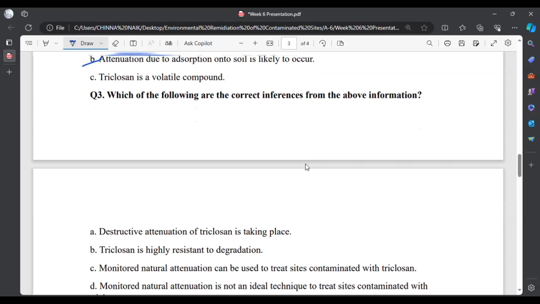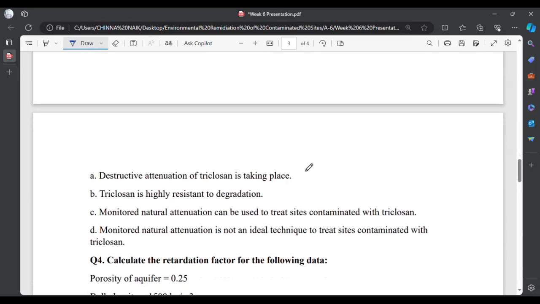The same data we have to use for question number 3 as well. What they are saying: destructive attenuation of trichloroethane is taking place. Trichloroethane is highly resistant to degradation. Monitored natural attenuation can be used to treat sites contaminated with trichloroethane. And monitored natural attenuation is not an ideal technique to treat sites contaminated with trichloroethane. So what will be our answer by considering the common data given for question number 2 and 3?